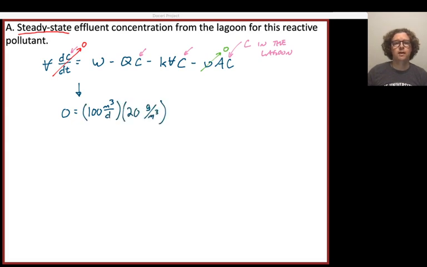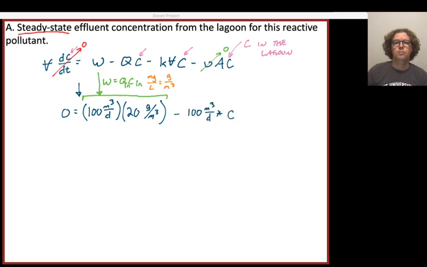0 on the left-hand side is equal to the inflow, 100 cubic meters per day, multiplied by its concentration, 20 grams per cubic meter. And in order to do that, we had to remember that load could be expressed as the inflowing Q, so Q in, C in, multiplied by its concentration. You also had to remember there that milligrams per liter could be converted into grams per cubic meter. In this case, it's 1 to 1.